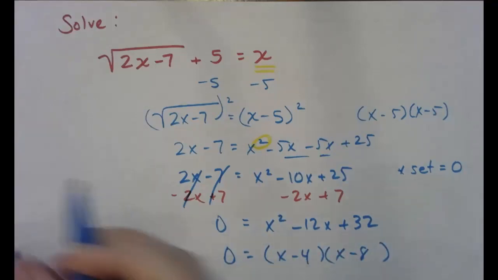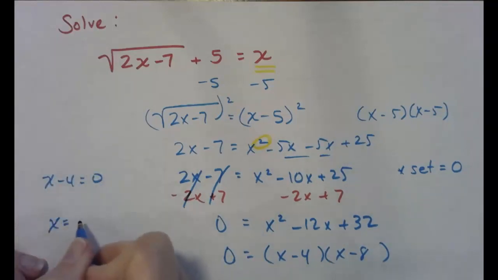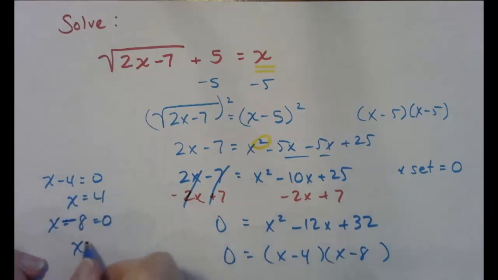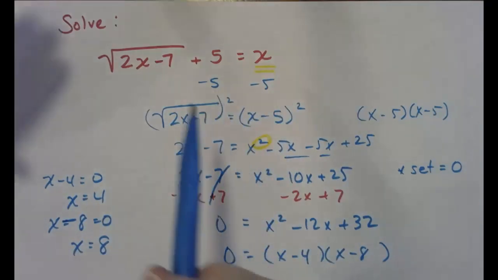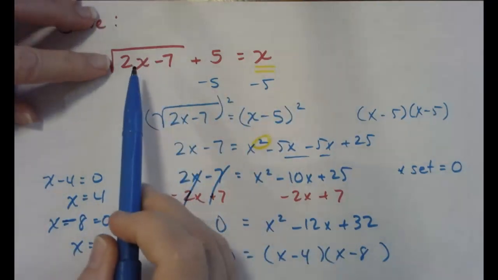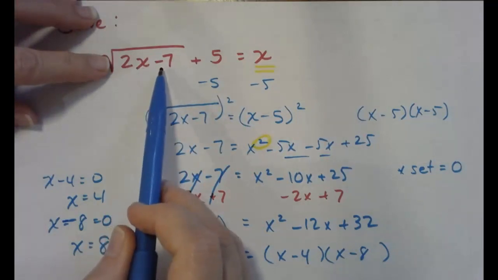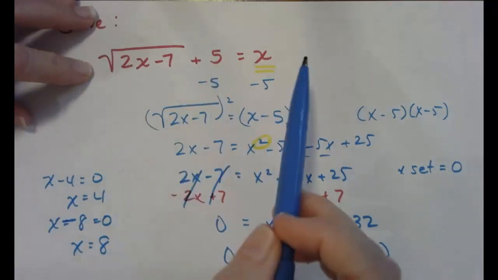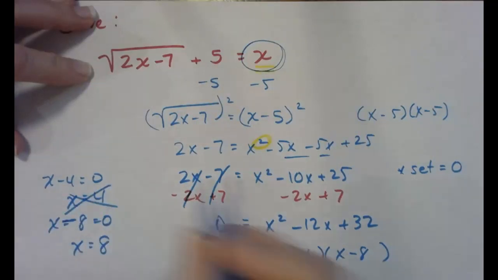From there, set each factor equal to 0, which gives us x equals 4 and x equals 8. And if you plug them both back in, let's check and see if they work. 2 times 4 is 8. 8 minus 7 is 1. The square root of 1 is 1. 1 plus 5 is not 4. 4 is extraneous. It does not work.